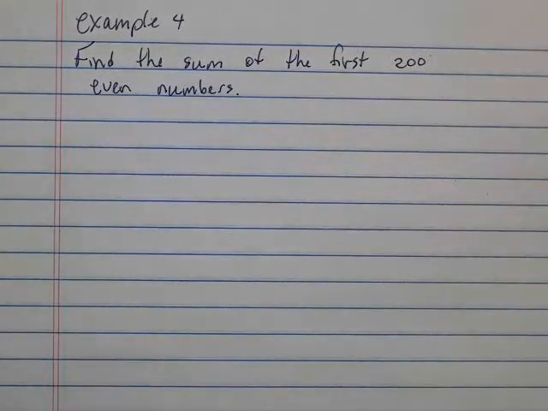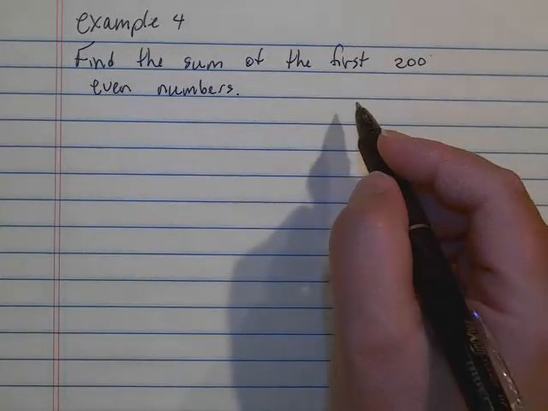This is example 4, and this will be the last example. We want to find the sum of the first 200 even numbers. And a lot of kids will make a mistake on this one because they're not thinking about how many numbers you're actually finding for this. So let's just kind of write out a list here.